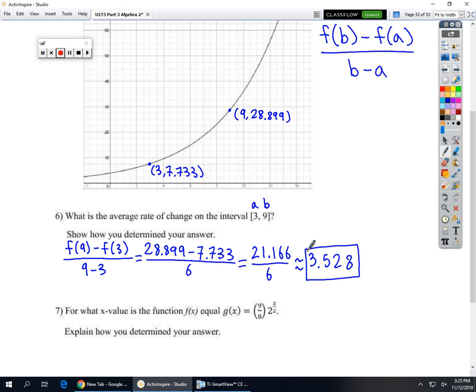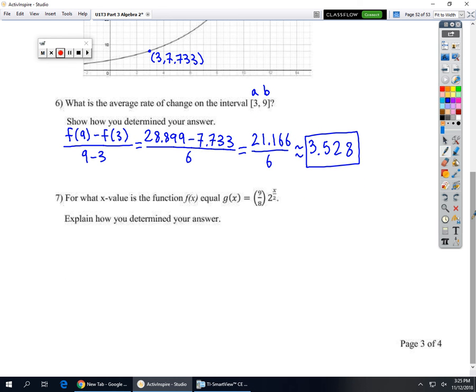Number 7 is a little bizarre. For what x value is the function f of x equal to g of x equals 9 over 8 times 2 to the x over 2? So this is very bizarre looking. What it's actually asking is this. It wants the fraction 9 over 8 times 2 to the power of x over 2.